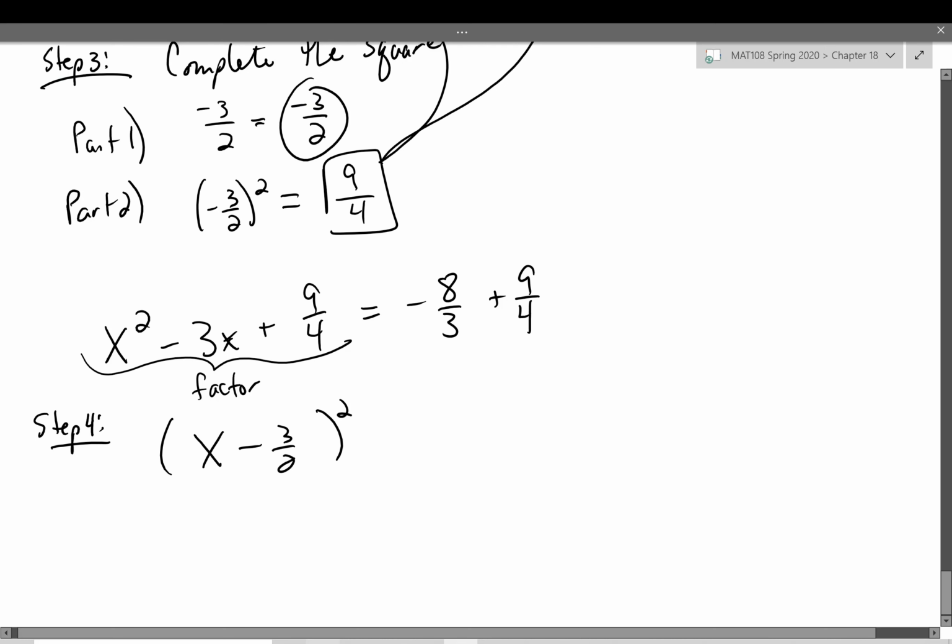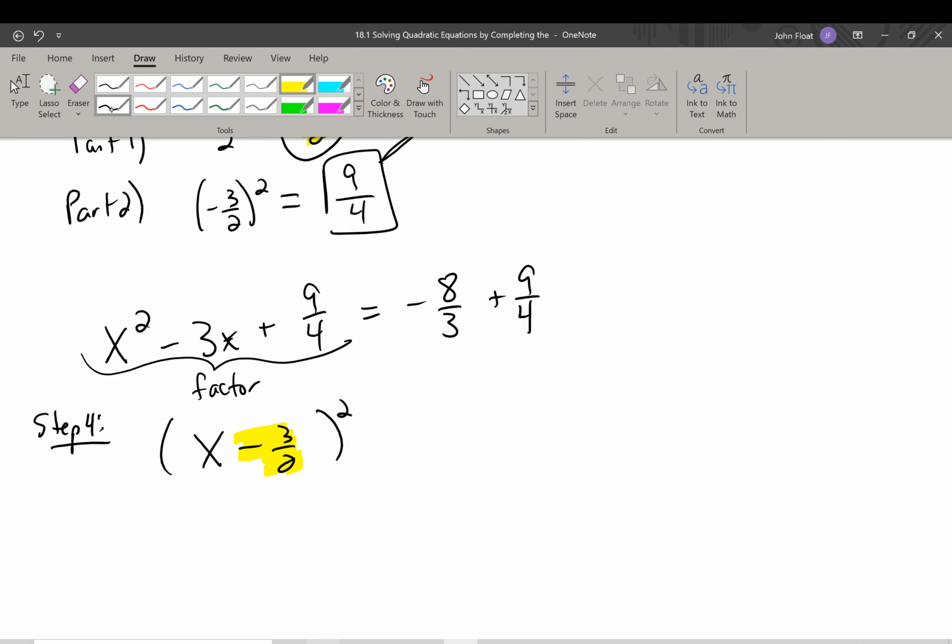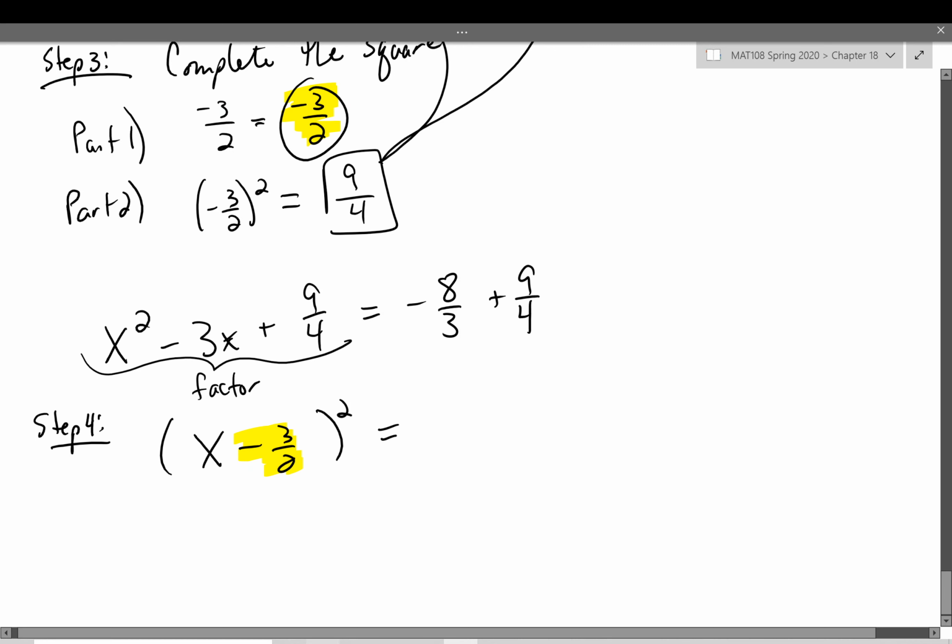Where did I get the negative 3 over 2? Well, that's right there. Always, always, always. That's always going to be the case. Sometimes students have such a hard time with that. Okay? And on the right-hand side, we have to add those two fractions.